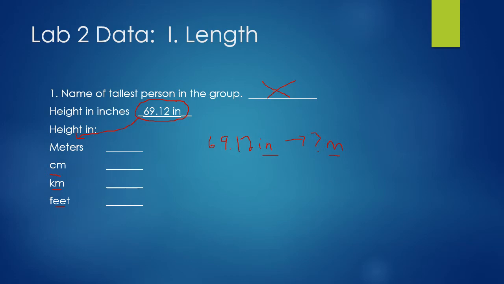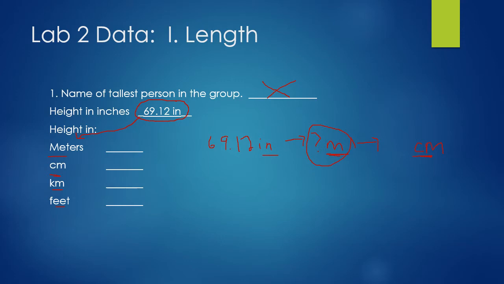Once you have your answer in meters, you can then go from meters to centimeters, which is the second one. I recommend doing this because if you'll notice, going between meters and centimeters, this is metric to metric. And when you do metric to metric, you can simply move the decimal point. It's a little bit easier than going between English and metric. So make sure that you are converting that original amount, 69.12 inches, not only to meters, but also to centimeters, kilometers, and then lastly feet.